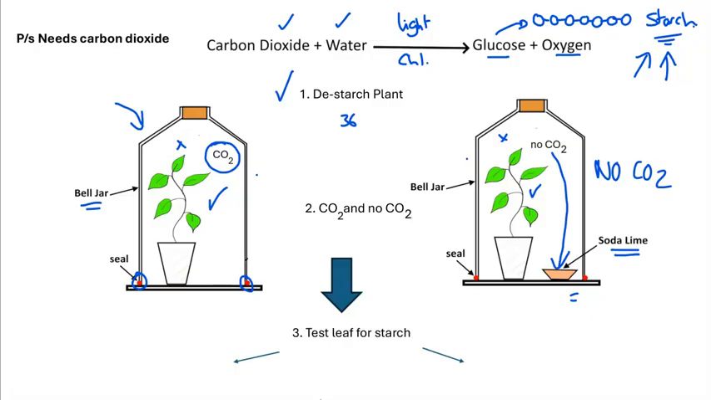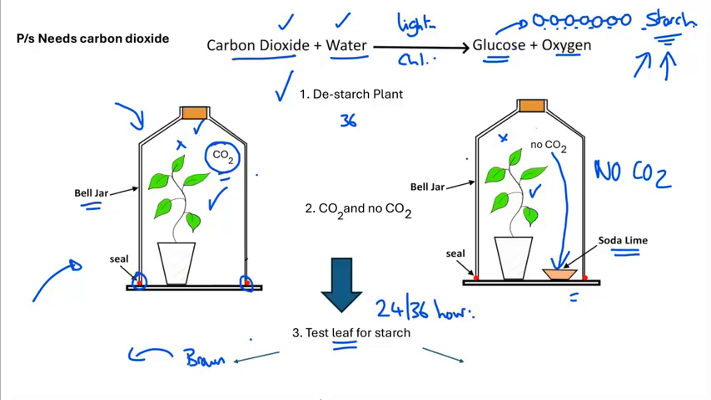We would allow both plants to be exposed to light for perhaps a 24 to 36 hour period. And then we would carry out the test for starch, which we have demonstrated in the previous video. We would expect and predict that because this bell jar contains carbon dioxide, the carbon dioxide will have joined to the water in the presence of light and chlorophyll to make glucose, and the glucose will join together to make starch. So that when we carry out the starch test, we find that the brown color of the iodine solution has turned to blue-black. This demonstrates that you need carbon dioxide substrate for photosynthesis.